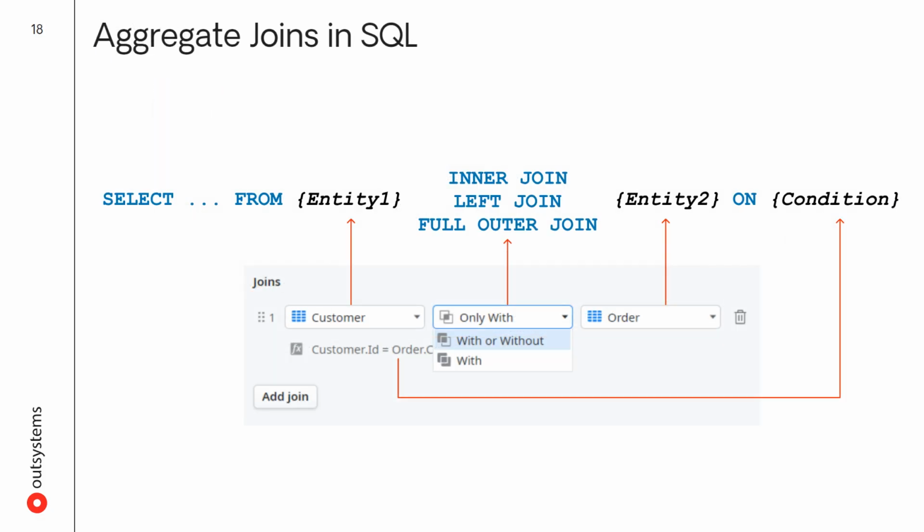Aggregates are translated into a SQL query upon compilation. Regarding joins, the SQL join is what is expected. The left entity is the left entity of the join, and the right entity is the right side entity. The type of join depends on what is selected in the dropdown. An only with join is equivalent to an inner join in SQL. The with or without is equivalent to the left join, whereas the with join in OutSystems is equivalent to the full outer join. The join condition, after the ON in the SQL, comes from the expression defined as the join condition, and this can be customized if needed to match more advanced use cases.